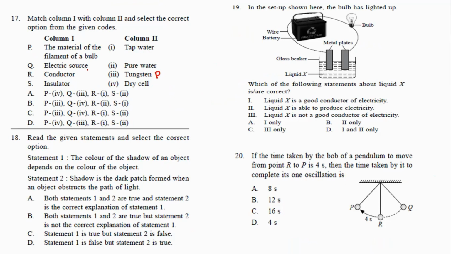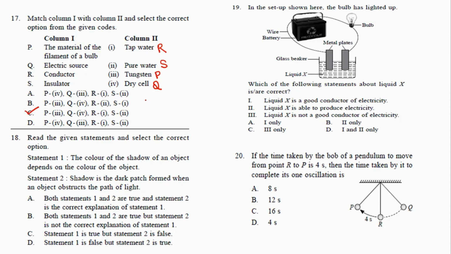Electric source. What is the source of electricity? That is the dry cell. So this will be Q. Conductor, R. R conductor is what? It is 1, right? Tap water is a conductor because in tap water there are some ions that will conduct electricity. So this will be R. And insulator is what? Pure water. Pure water will be devoid of any type of impurities. So this will be S. So our correct answer should be option number C.